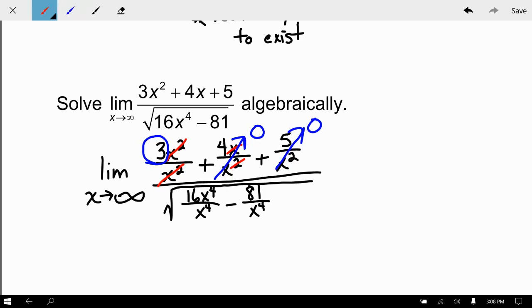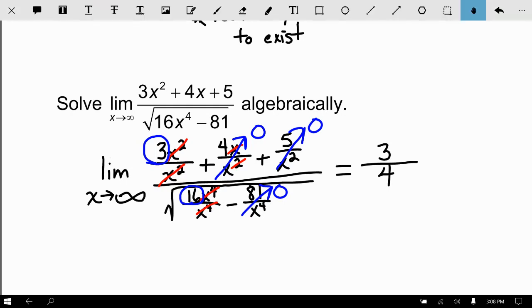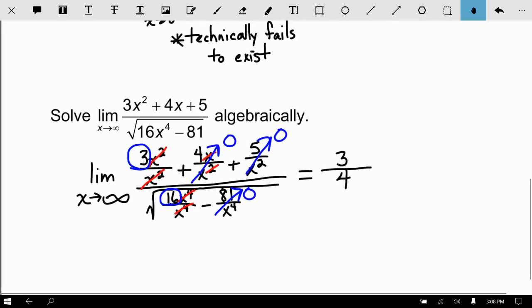In the denominator here, you can see that we've got this 16x to the 4th. And then when we look at the 81 over x to the 4th, that's going to approach 0. So now in the end, you may remember that we got 3/4 on this problem before. Well, we've got 3 in the numerator. In the denominator, we've got the square root of 16, which is 4. So same result as what we got graphically, except now we have a way to algebraically show what that solution actually is.